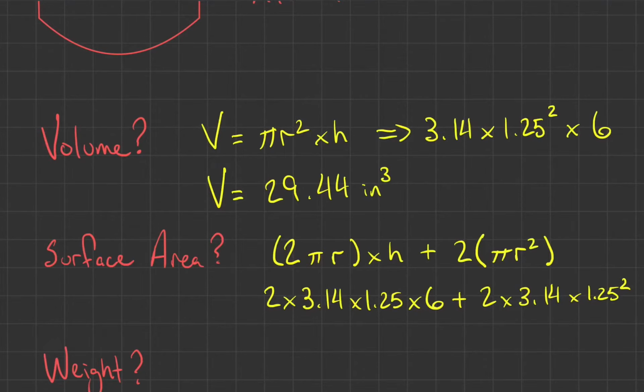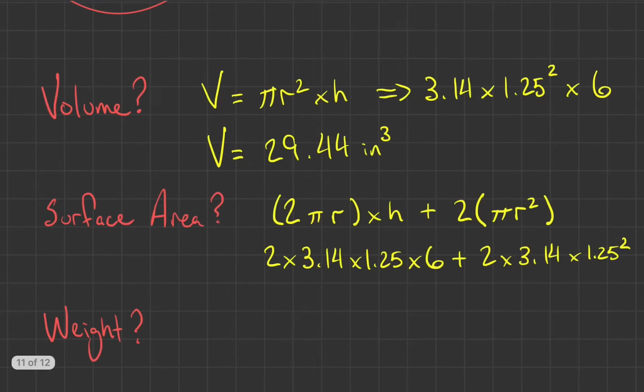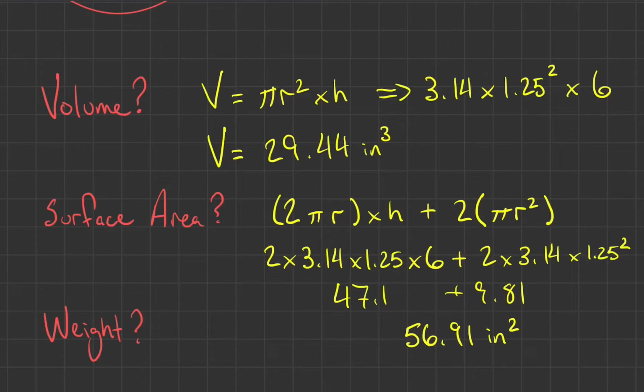Okay, so the next step here, just kind of break that down. This one's equal to 47.1, and then this one over here is about 9.81. So if we put all of that together, we get 56.91 inches squared, because that's your surface area here.